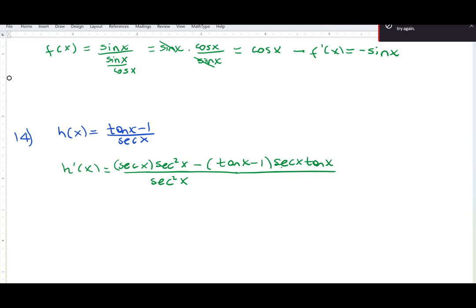And now I have a lot of distributing to do. The secant times tangent will be multiplied by each of these two terms on the top. So here I have so far secant to the third of x minus secant x tangent x times negative tangent x. That's minus secant times tangent square x. And then the minus with the minus, it will give me the last term will be a positive secant x tangent x. And everything is divided by secant square.